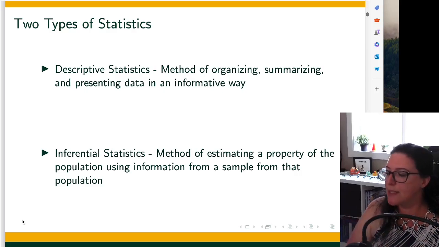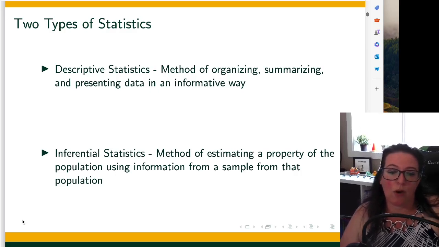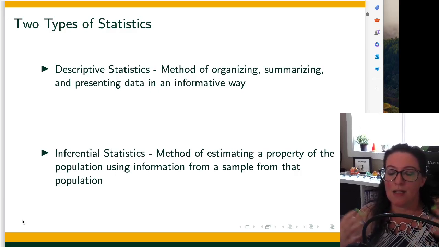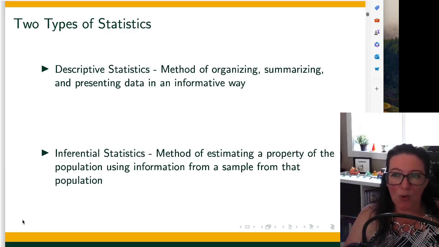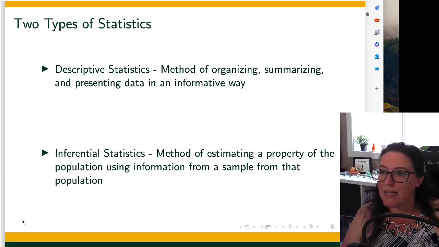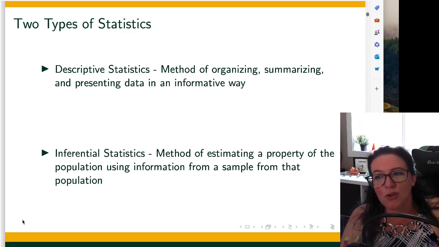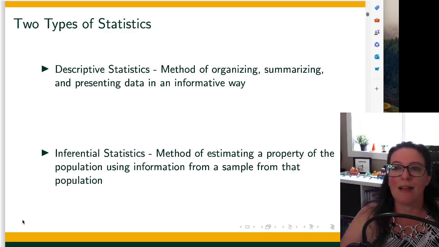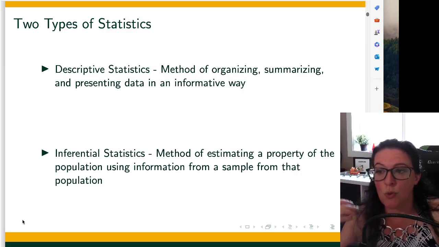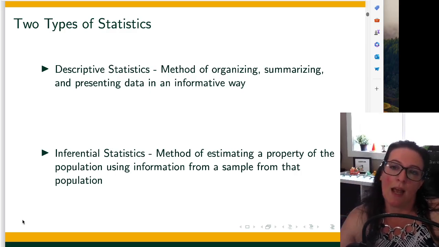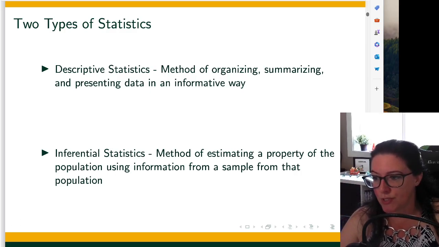So we're going to start in the next couple videos by looking at some descriptive statistics. We are going to look at measures of central tendency: mean, median, mode. We're going to look at measures of variability: standard deviation, variance. And then we can also create graphical representations of this information. That's going to be in our descriptive statistics. Then we can do hypothesis testing, and that would be our inferential statistics.